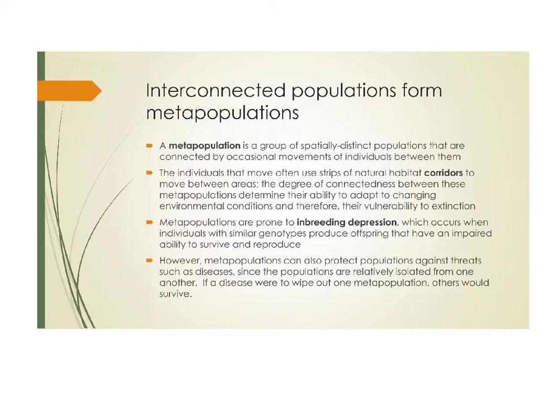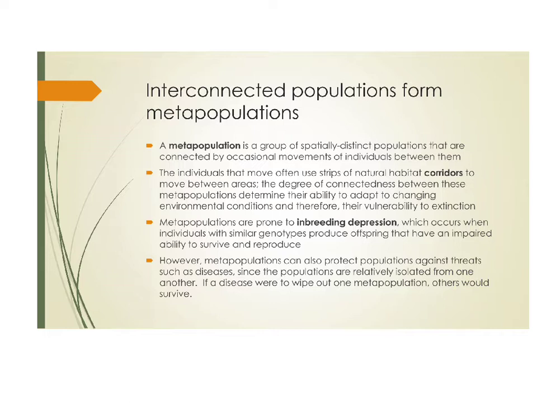The degree of connectedness between these metapopulations determines their ability to adapt to changing environmental conditions and therefore their vulnerability to extinction. And of course, if the habitat corridor is in some way destroyed or blocked, then we end up with isolated populations that are prone to inbreeding. And that's what we were talking about in this next part.